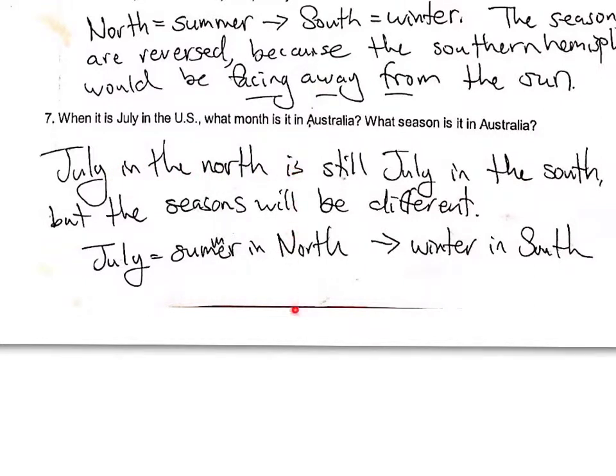There is an international date line, because as the Earth rotates, we have to say, well, when does it turn from July 21st to July 22nd? But we all subscribe to the same calendar. The seasons, however, will be different. So if it were July, it'd be summer in the northern hemisphere and winter in the southern hemisphere. Okie doke, let's take a look at page 2.